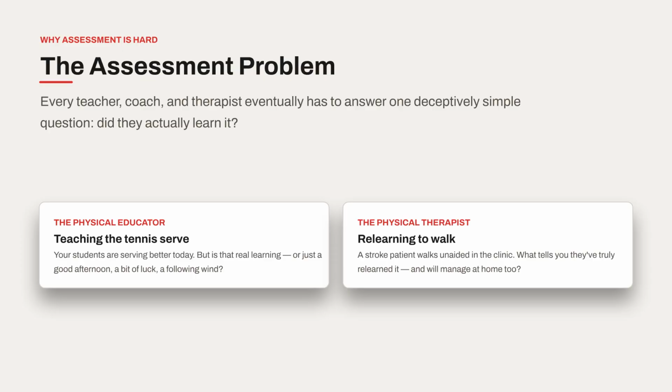The thing they care about, learning, is invisible. All they can see is performance, here and now, which may or may not reflect what was truly durably learned. That gap between what we can see and what we want to know is the assessment problem, and the rest of the chapter is essentially a toolkit for bridging it.